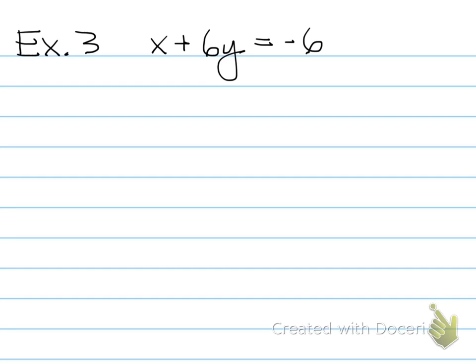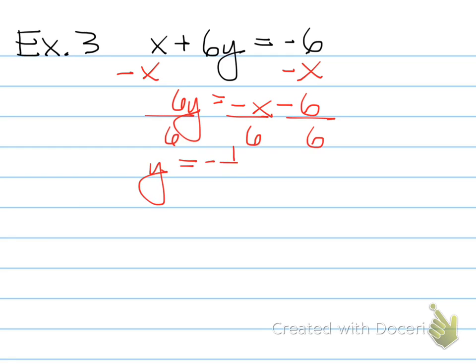Next, the first thing I want to do to get the y by itself on the left side is subtract x from both sides. When I subtract x from both sides, I want to make sure to put the x term just to the right of the equal sign. It's going to give me 6y equals negative x minus 6, and then divide both sides by 6. And we will get y equals negative 1 over 6x minus 1.